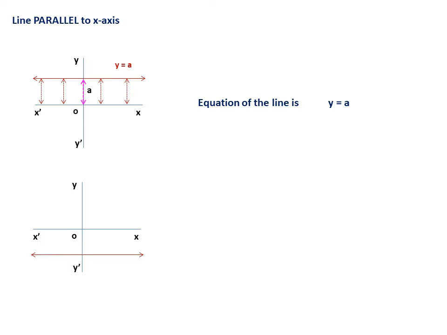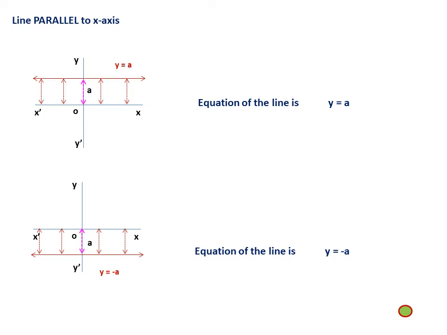Now the same way, suppose the same line cuts y-axis below origin. Distance is same. For example, it is a. But now the coordinate of y will be minus a. So you take any point on the line, x value keeps on changing, but y value remains minus a only. So here the equation is y equal to minus a. So this is the basic idea.